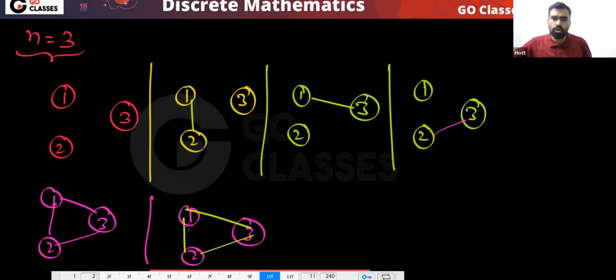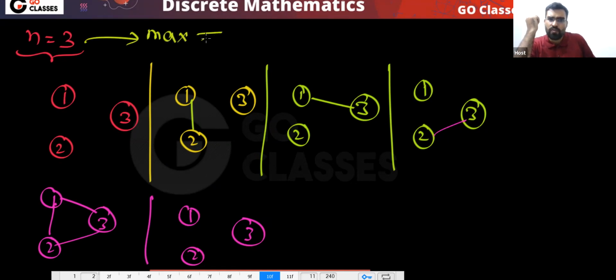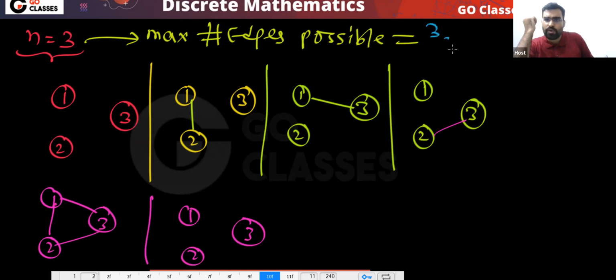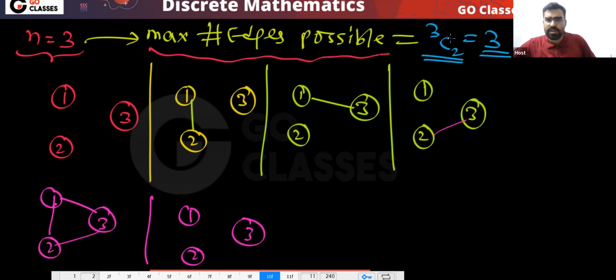For each edge, we have two choices. Either you put that edge in the graph or you don't. Yes or no? So for n equal to 3, what is the maximum number of edges possible? For every pair of vertices, you can put one edge, correct? Whatever pair of vertices you take, you can take any pair, and for every pair of vertices, you can put one edge. So these many edges are possible.